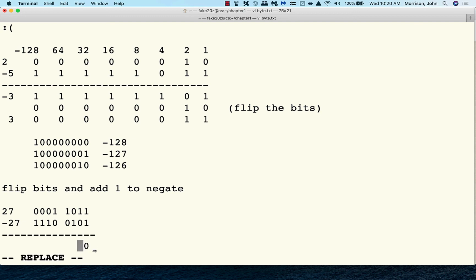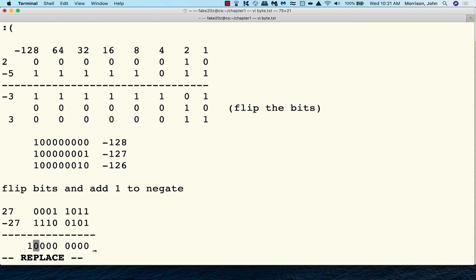Okay. Carry a 1. So there's 1 plus 1 in this column, and that's a 0. Carry a 1. We get another 0. Carry a 1. Get another 0. Carry a 1. And this keeps happening. And then you finally get this. But that falls off the end of a byte into something called the bit bucket, and it's not seen. So you can see that this scheme works.